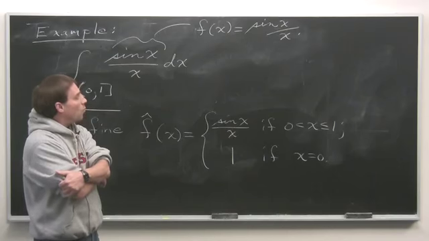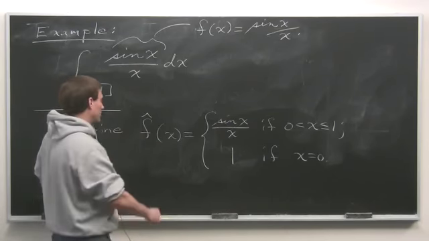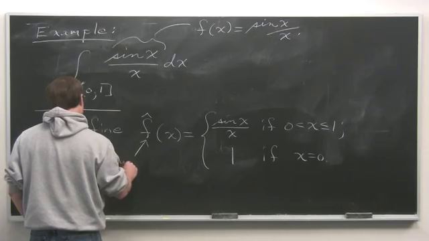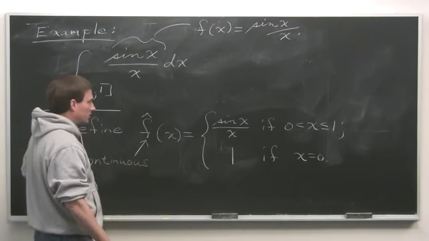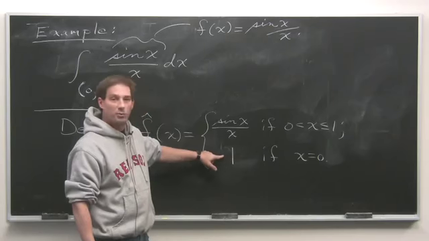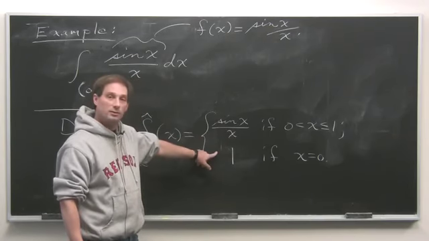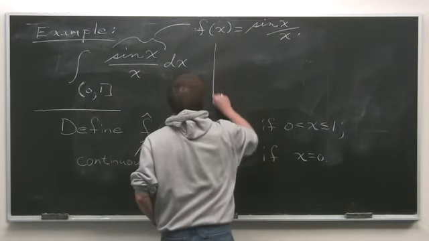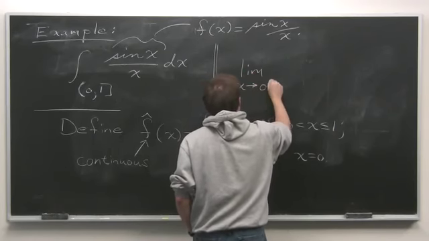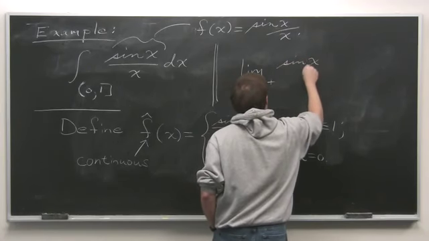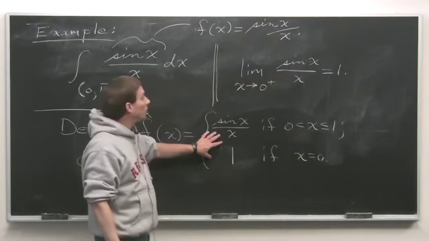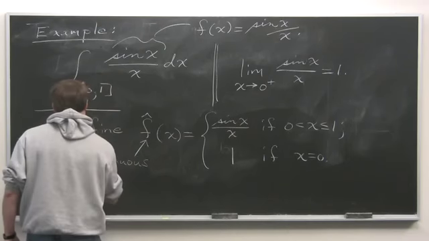Why did I do that? Well, this f hat is continuous. Why is it continuous? Well, it's continuous because we actually know the limit as x approaches 0 from the right of sine of x over x. And we know it's 1. So since the limit as x approaches 0 from the right of sine of x over x equals 1, this is a continuous function on the closed interval from 0 to 1.